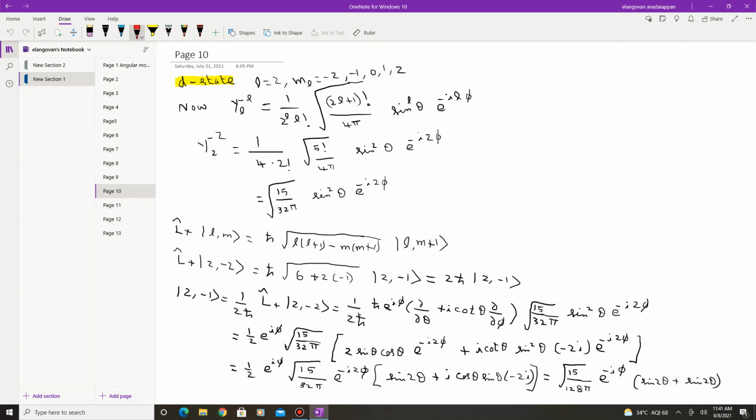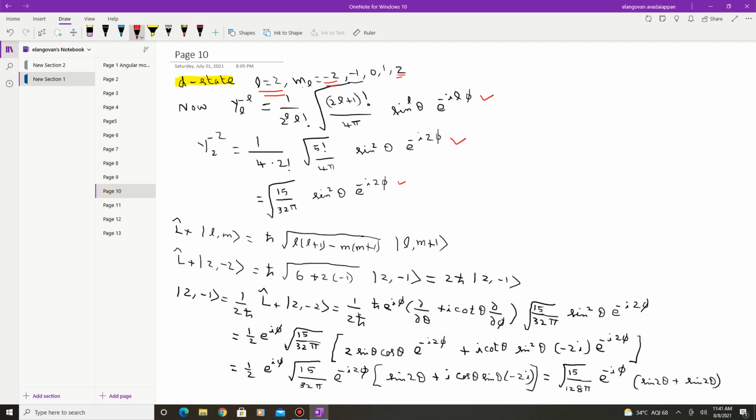Now let us go for the next state, the D state. For the D state, L is equal to 2. Then the ML value varies from minus L to plus L: minus 2, minus 1, 0, 1, 2. The first step is to write down the expression for the lowest state. The second step is to substitute the value of L, 2, and ML minus 2. After simplification you will get this expression.